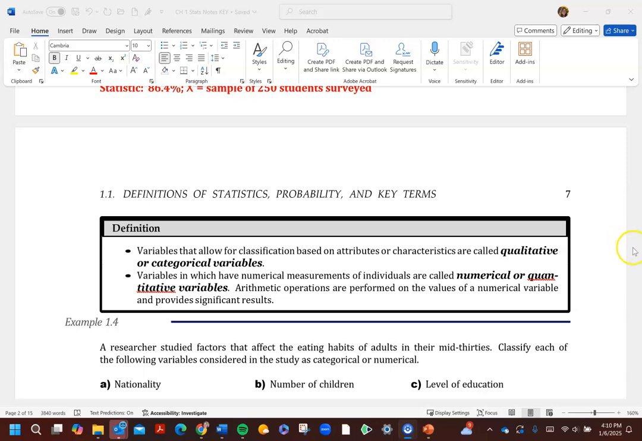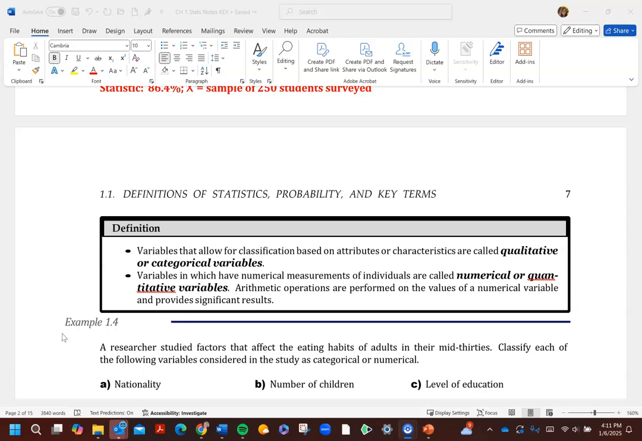So for example, in example 1.4 here, a researcher studied factors that affect the eating habits of adults in their mid-30s. Classify each of the following variables considered in the study as categorical or numerical. So we have nationality, number of children, level of education. So just take a little bit to think about that and what you would put. You could just put like a C for categorical, or cat or something. And then a lot of times we put quant for quantitative. I'll write the words out though.